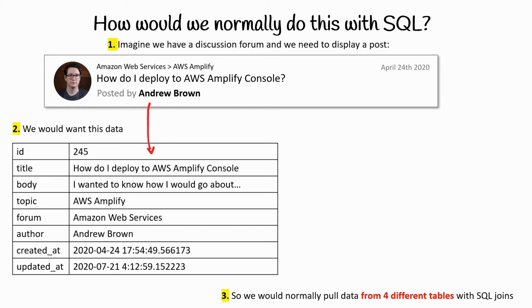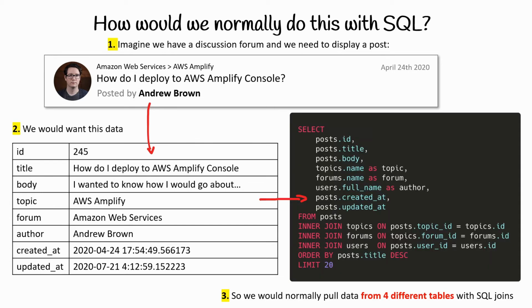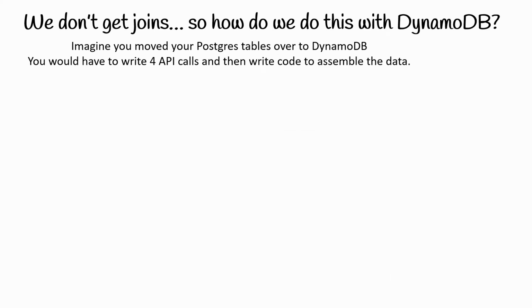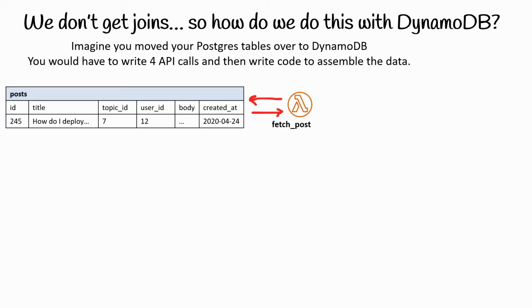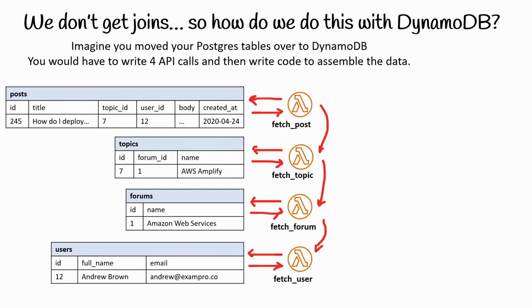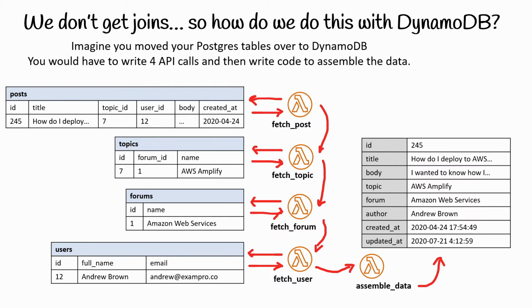So we'd write our SQL query. Here's our SQL query, grabbing data from the post table, the topics table, the forms table, the user table. It would take us like a minute to write that query for multiple tables. All right, so how do we do it with DynamoDB if we don't have joins? Well, we'd have to write API calls to all those tables and then assemble the data. Let's say we use Lambda functions because we're all about serverless. We have a Lambda to get the posts, and then that passes the data on, and then we get our topics, our form data, and our user data, and then it passes all that data to a final Lambda that assembles it into data that looks like that.